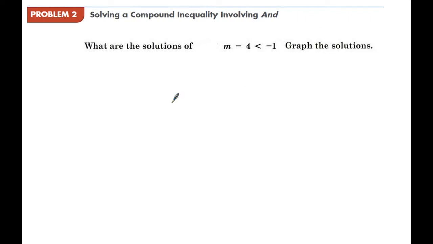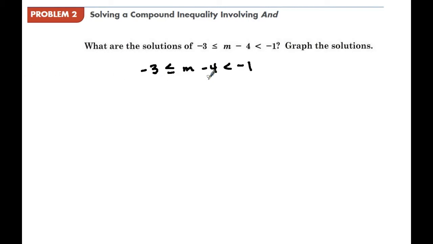Now I'm going to show you how to do this together. We're going to do all this equation as one. So I'm going to go ahead and write -3 is less than m minus 4, and then this is less than -1. So we're going to treat this as one thing.